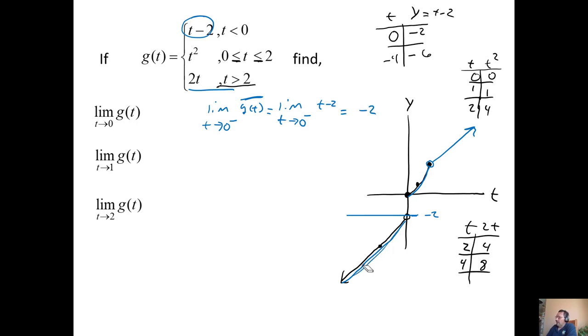This graph right here was drawn using this formula. So as we walk getting closer and closer to an x value of 0 using this formula, we're going to get to this negative 2. So that's our limit. But that's our limit from the left.